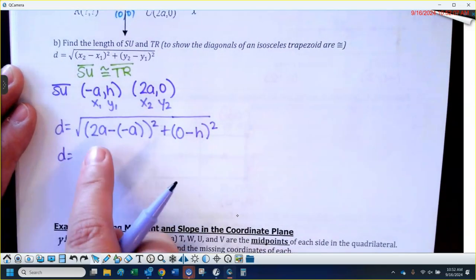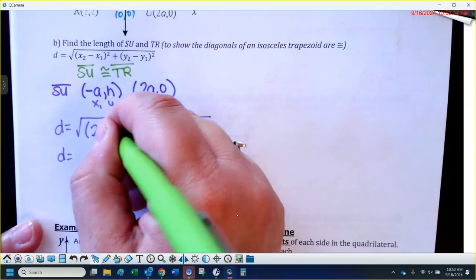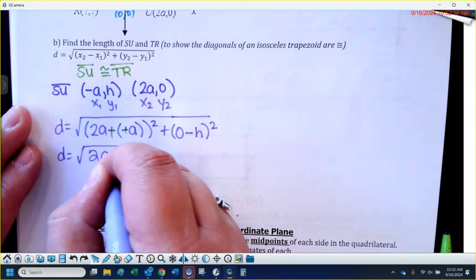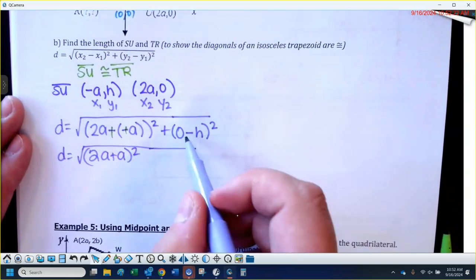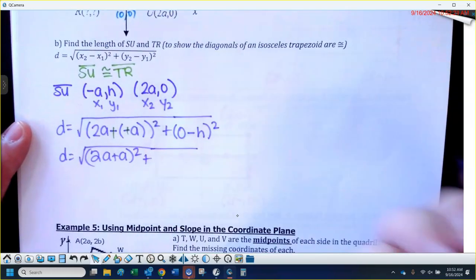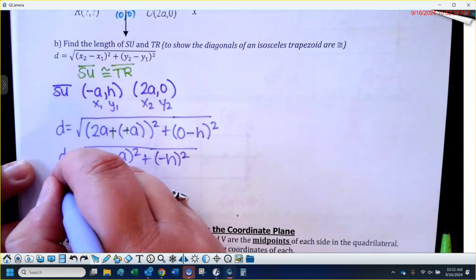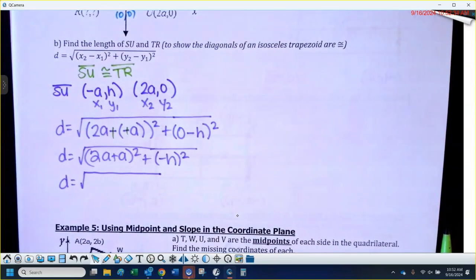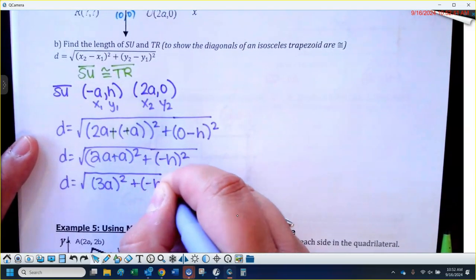Do you guys remember if you do minus a negative, what does that turn into? Plus, right? Minus a negative turns into a plus. All right, so this is really 2a plus a. We're going to take that to the second power. Now, if you do 0 minus anything, you could just get rid of the 0 if you want to. This other term would just be negative h, and that's being squared. What do I have if I add 2a to another a? 3a. So this guy, we got 3a squared plus negative h squared.